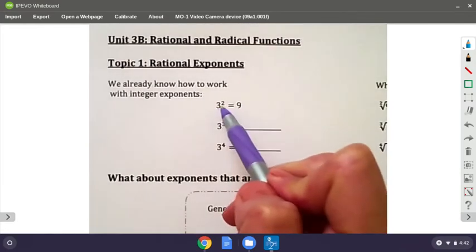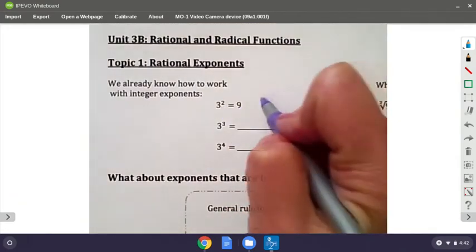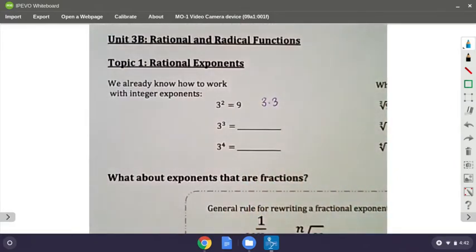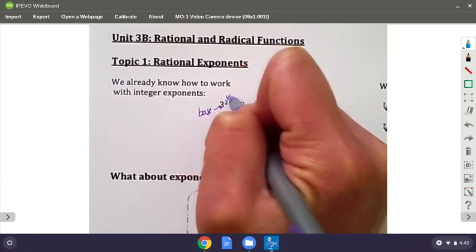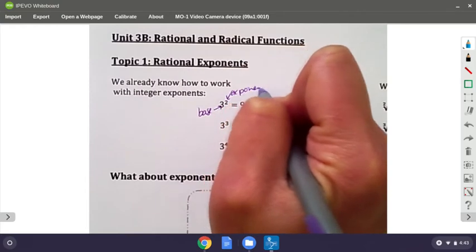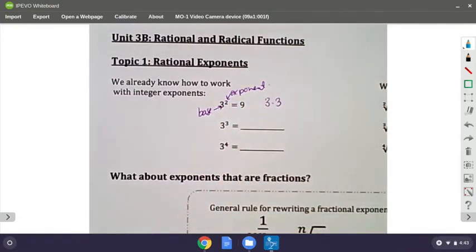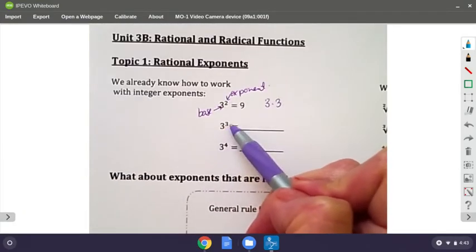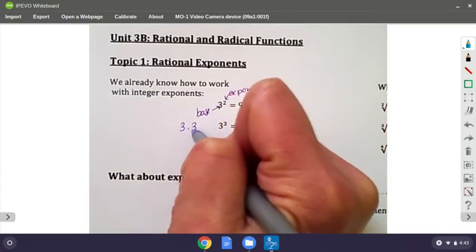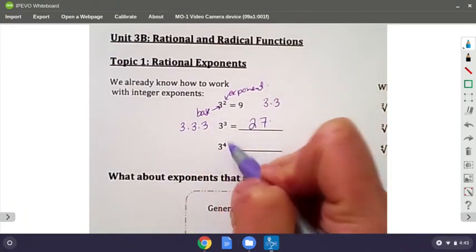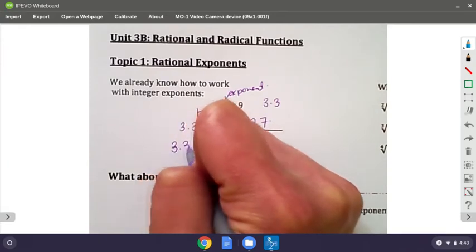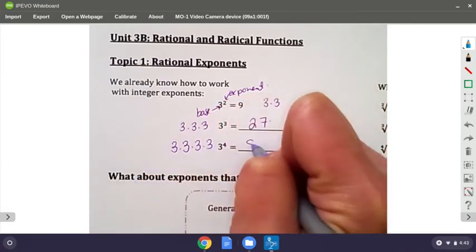So if you have 3 squared, we know that that's 9 because that's 3 times 3, right? So we know that an exponent means that number, this is called the base, and then this is the exponent. So we want that base multiplied by itself however many times the exponent is. So 3 to the third means 3 times itself 3 times. 3 times 3 times 3, which we know is 27. 3 to the fourth would be 3 times itself 4 times, which is 81.